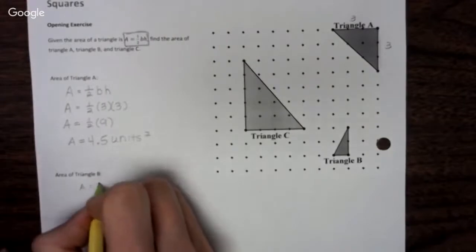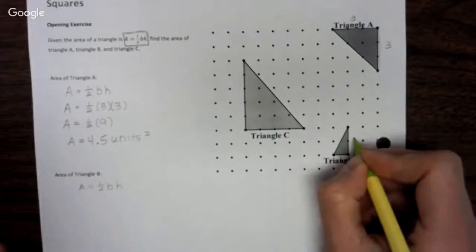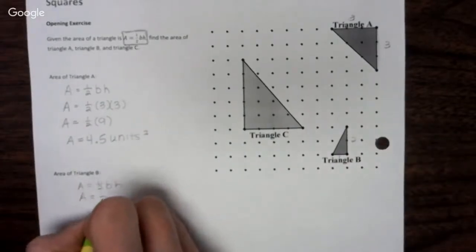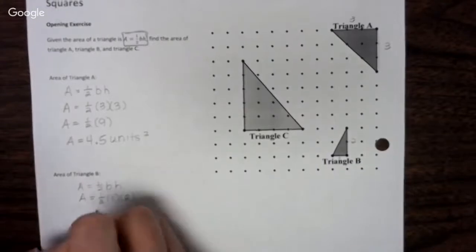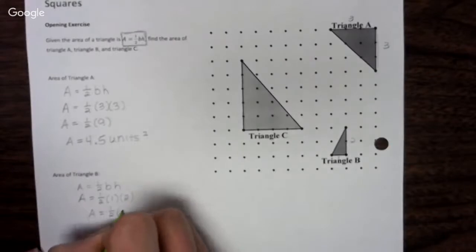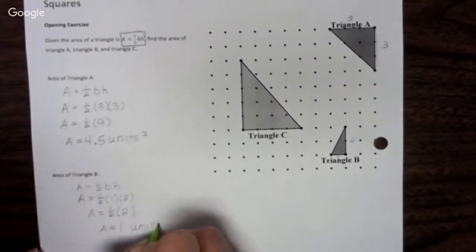Triangle B is still a triangle, so we're still going to do 1/2 base times height. Our base looks like it's 1 unit. Our height looks like it's 2 units. So 1/2 times 1 times 2 is 2. So half of 2 is 1, and that's units squared.